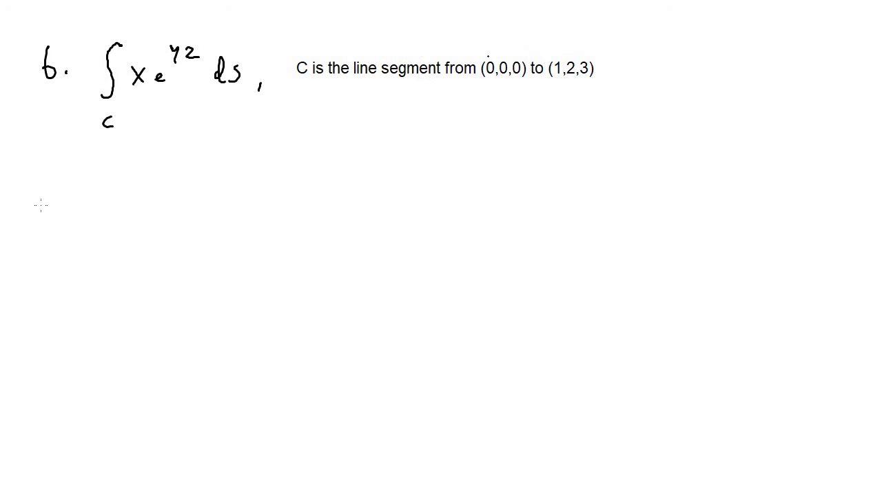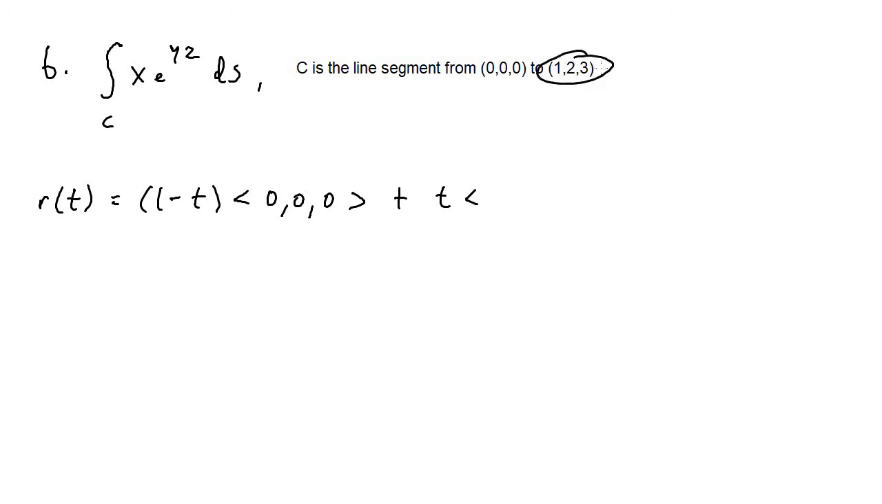So we're going to start by using the formula r of t is going to equal 1 minus t, once again times r sub naught. R sub naught is going to be the initial point, so the initial point is 0, 0, 0. We're going to put that in component form, so 0, 0, 0, plus t times r sub 1, which is the end point or the terminal point, in component form, which is 1, 2, 3.